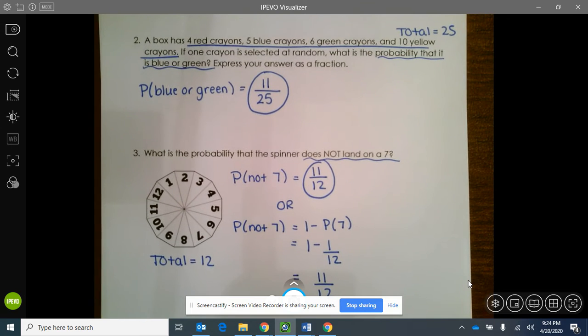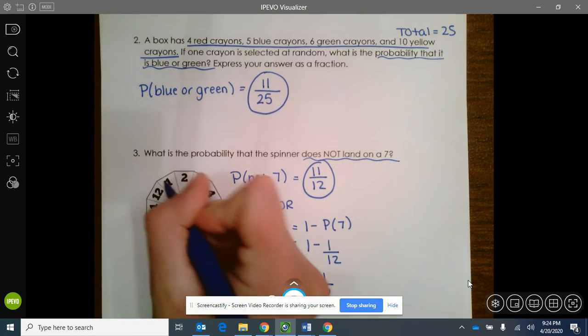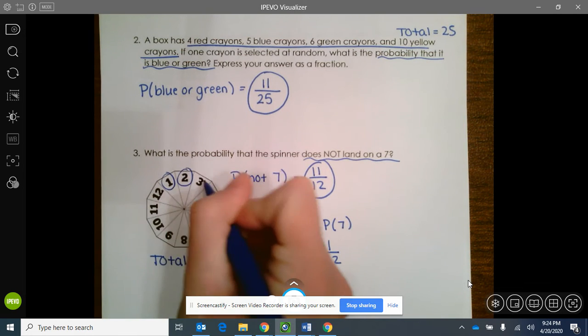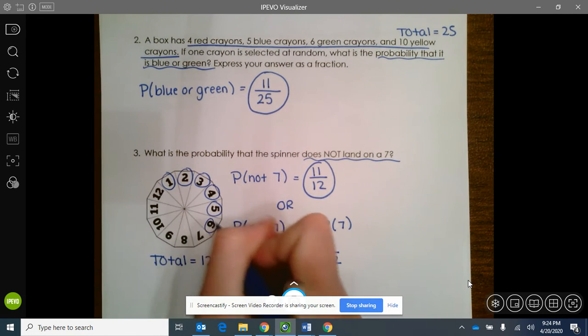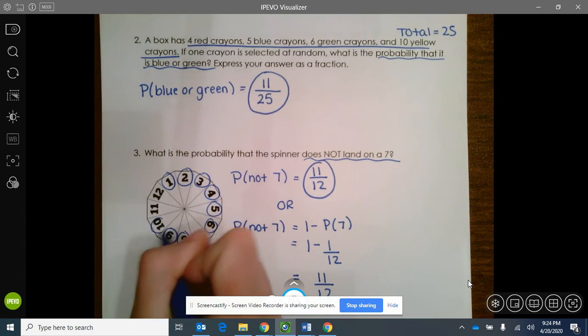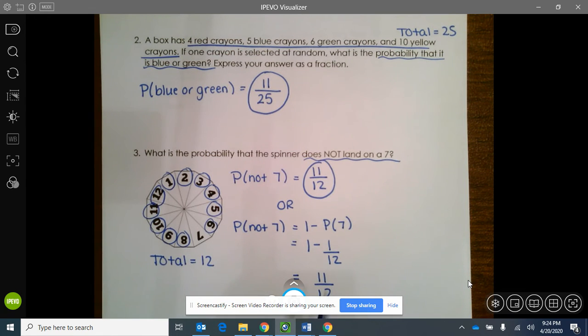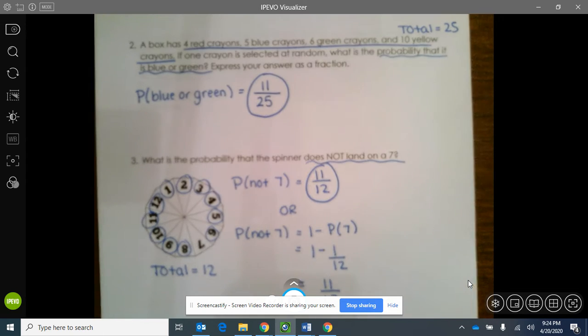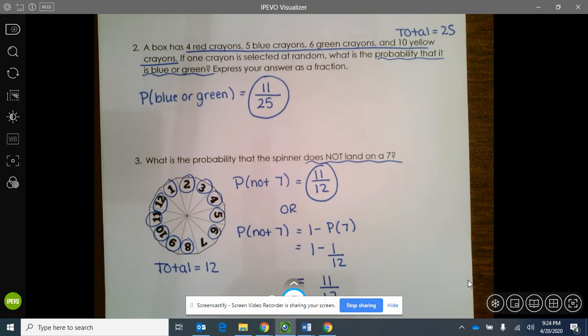Now, if we want something that's not a 7, okay, that would be all of these numbers. So I could have 1, 2, 3, 4, 5, 6, 8, 9, 10, 11, or 12. So that's 11 outcomes that I would be okay with getting. Okay, so there are 11 outcomes on this spinner that are not a 7.